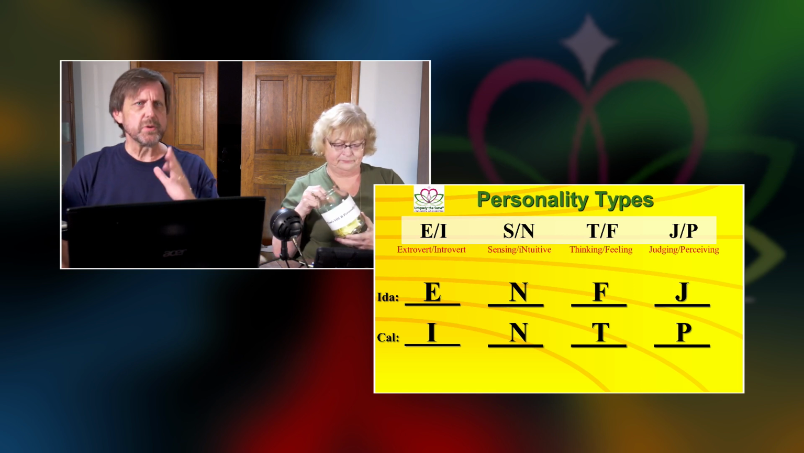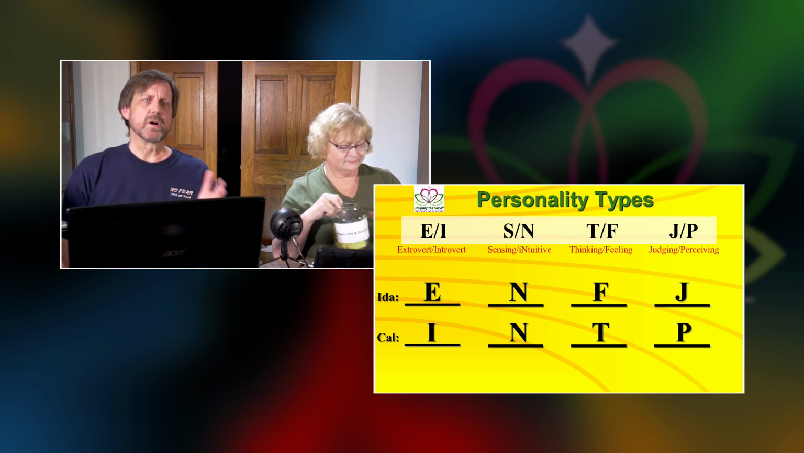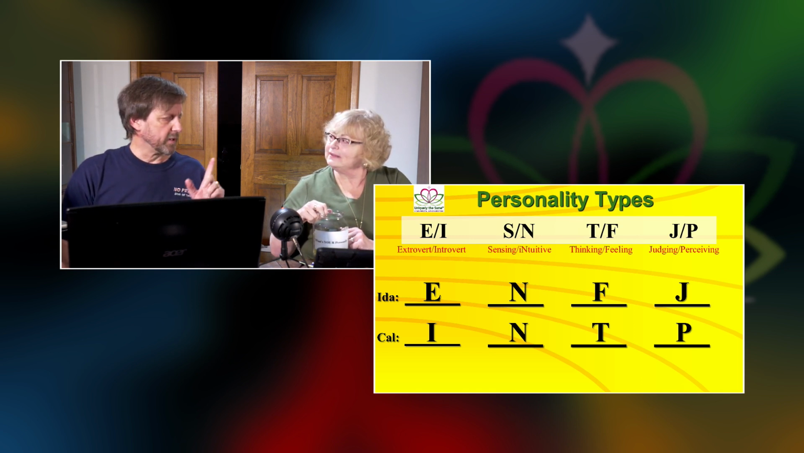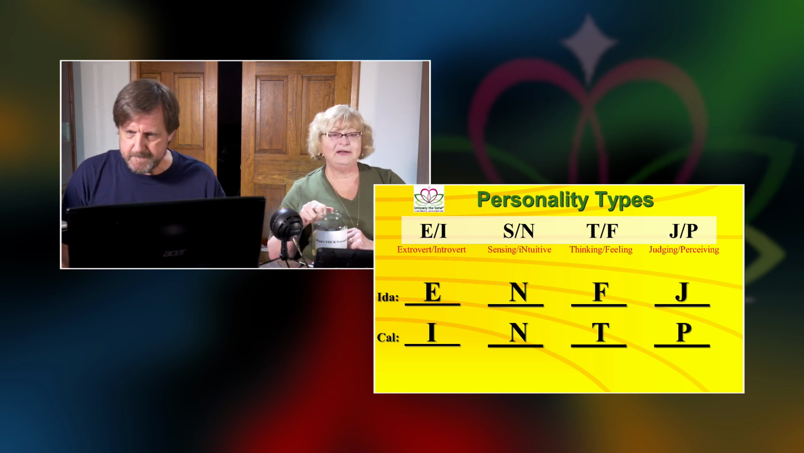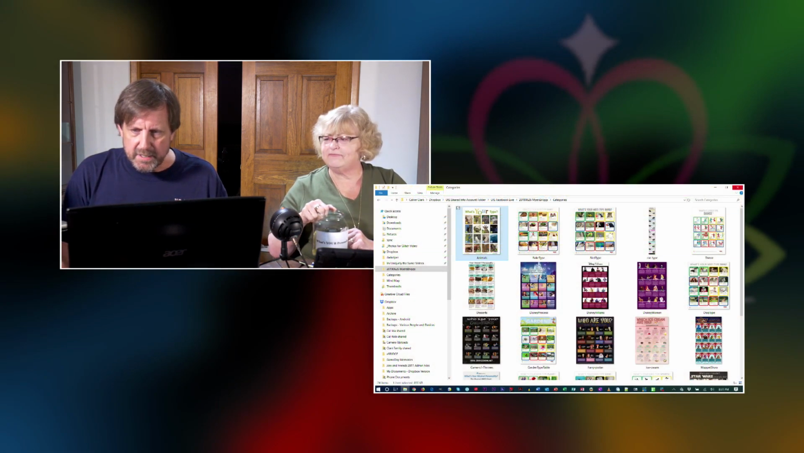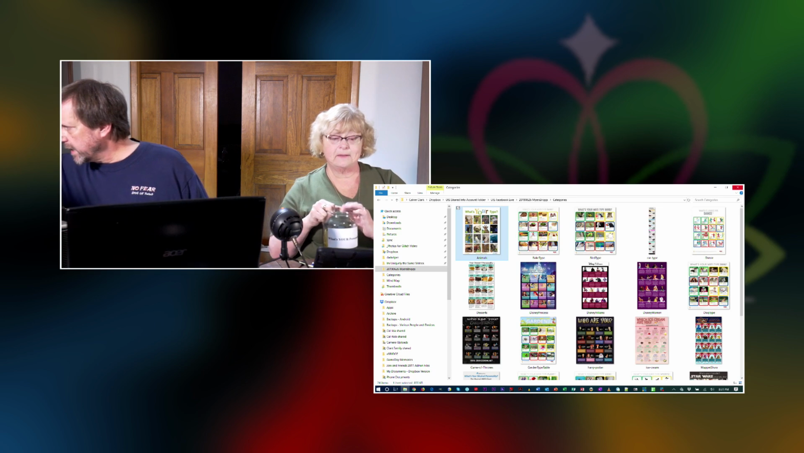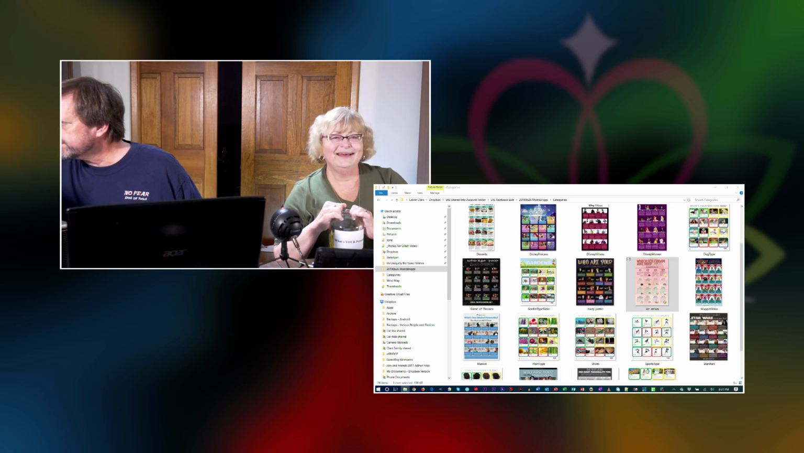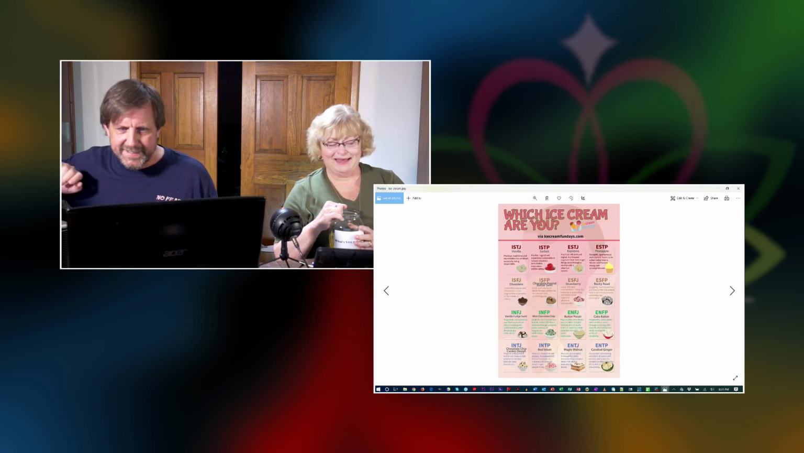Okay, ice cream. Now, if you really want to know what kind of ice cream you are, we'll be glad to look that up for you. You can request it. But we're going to pick randomly from our 24 categories. I want to know what kind of ice cream I am. So here's the ice cream chart.